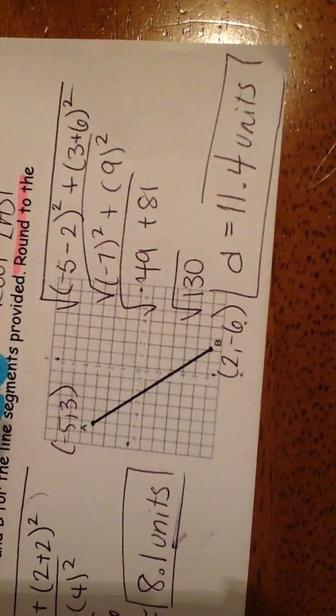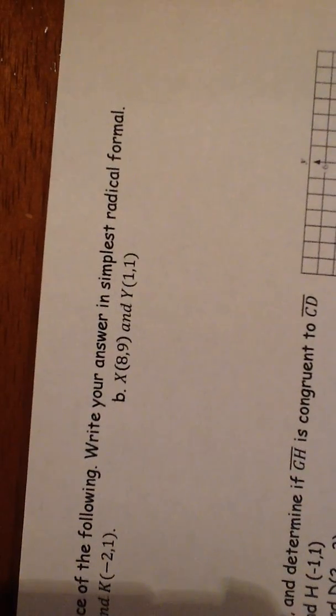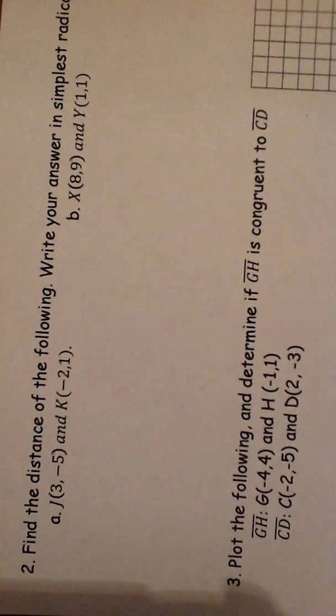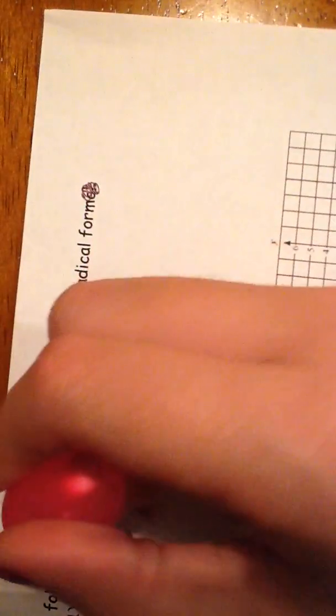Okay. So now what I want you to do is we're now going to go to the next page. And it says find the distance of the following. Write your answer in simplest radical form. Okay. So now, yeah, that's a typo. It says formal. You're used to me making mistakes all the time. So, okay, I want you to highlight where it says write your answer in simplest radical form.